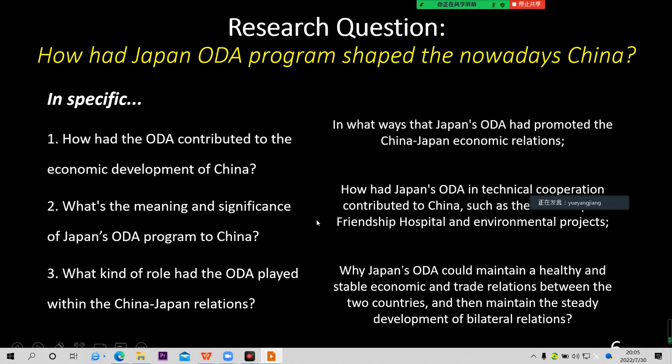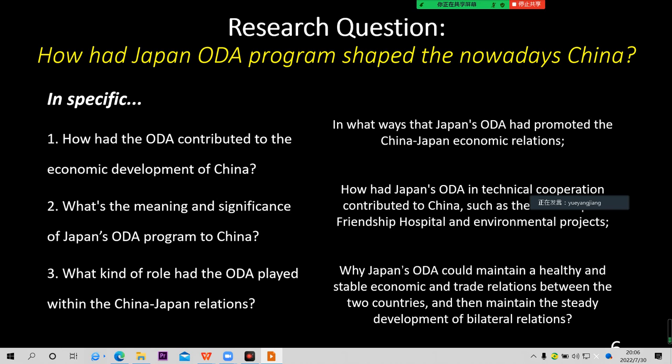So my research question is: how has Japan's ODA program shaped nowadays China? Specifically, how has the ODA contributed to the economic development of China? What is the meaning and significance of Japan's ODA program to China? And what kind of role has ODA played within China-Japan relations? To explain these 3 questions, I will give some explanation, which is on the right side.